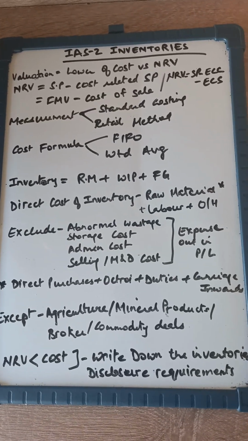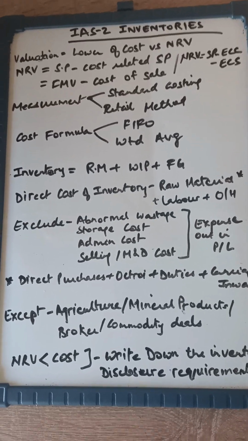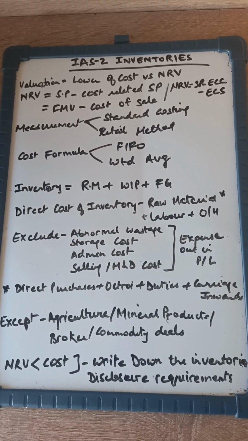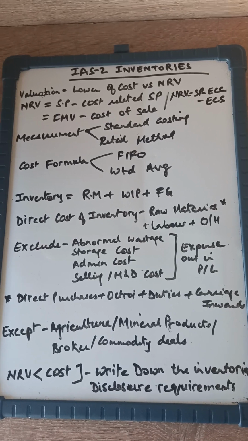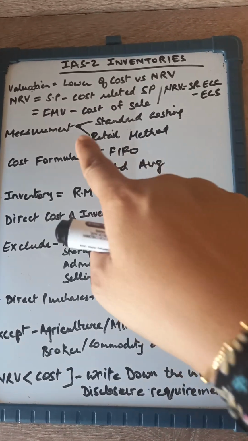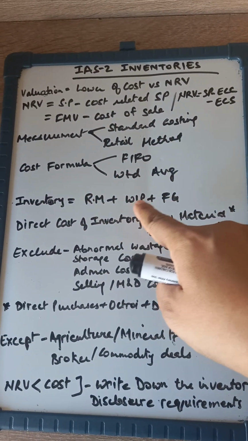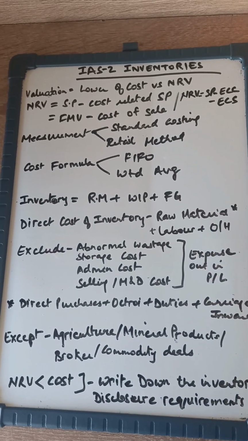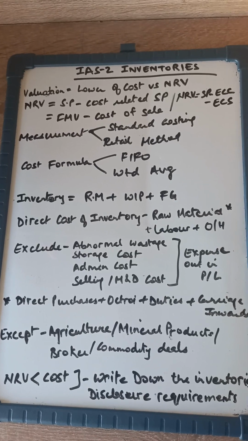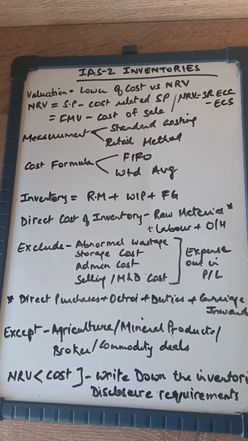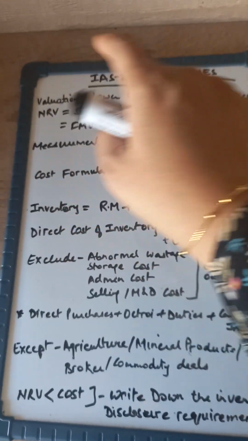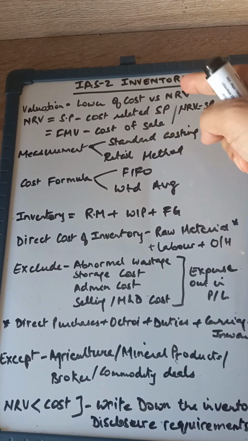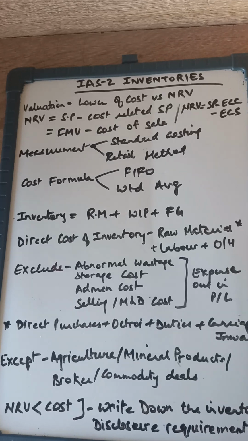Hi everyone. So today we are talking about IAS 2, which is inventories. What is inventory? Inventory is raw material plus working capital plus finished goods or any other purchases and supplies. That counts for inventory. IAS 2 talks about the valuation of inventory. It is considered as lower of cost versus net realizable value.